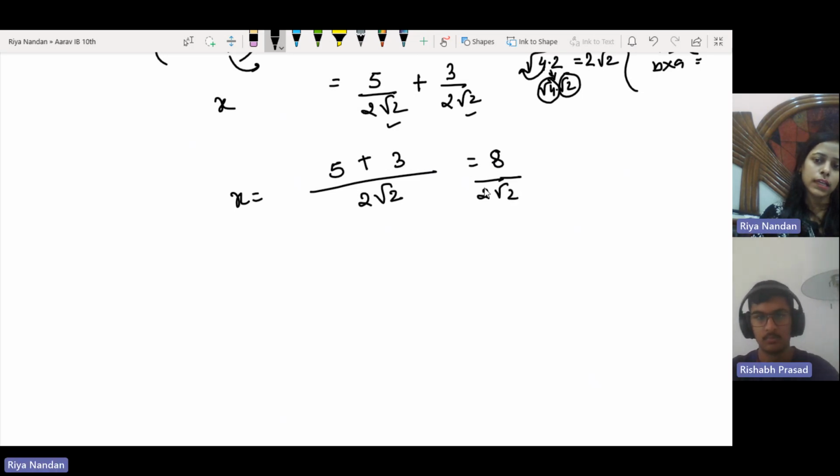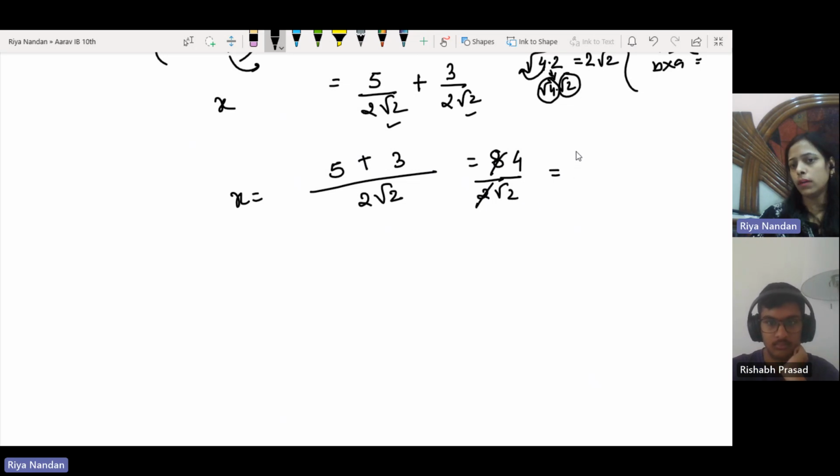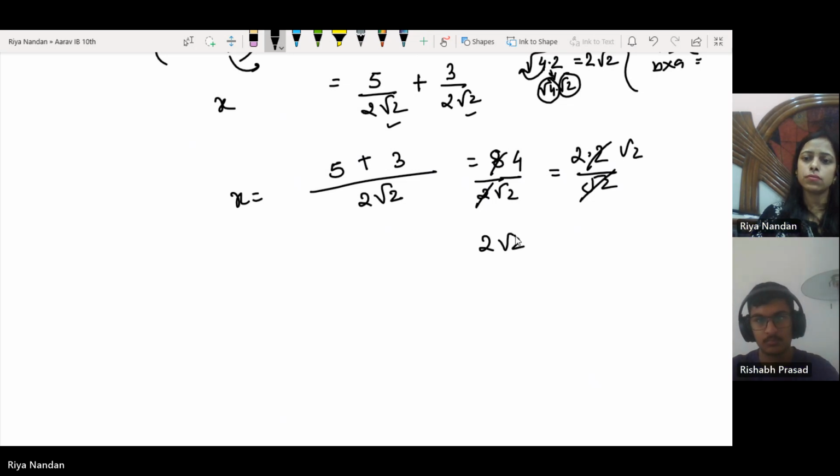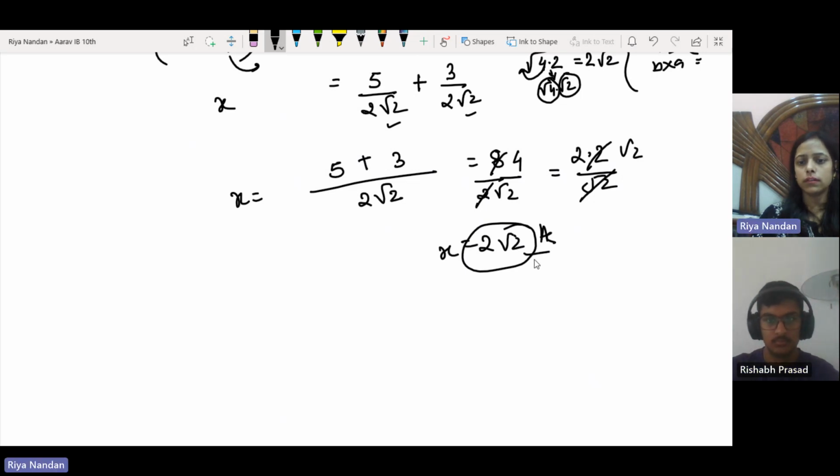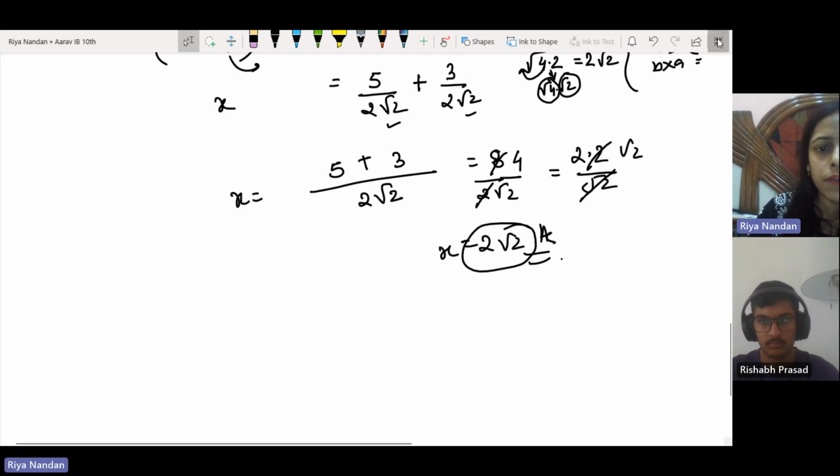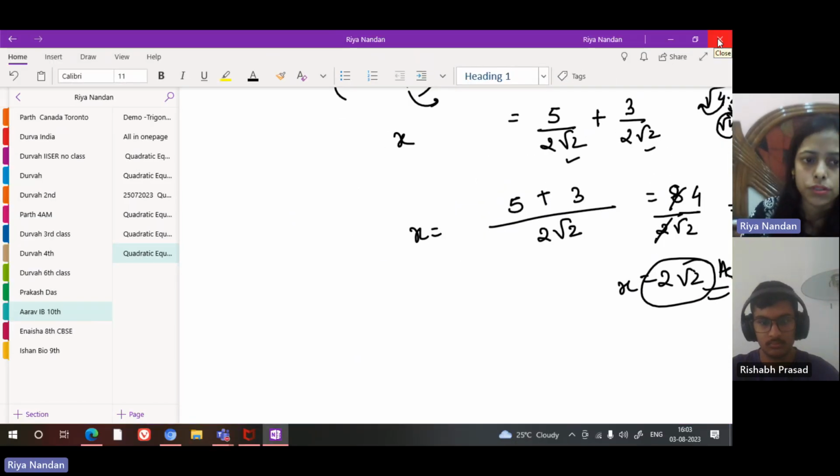We can cancel it out. 2 fours are 8. And if you want to simplify further, it will become 4, like 2 into 2 by root 2. Left with 2. It means 2 root 2 would be the answer. Clear, not clear? Clear. So this way we have to solve this type of question.